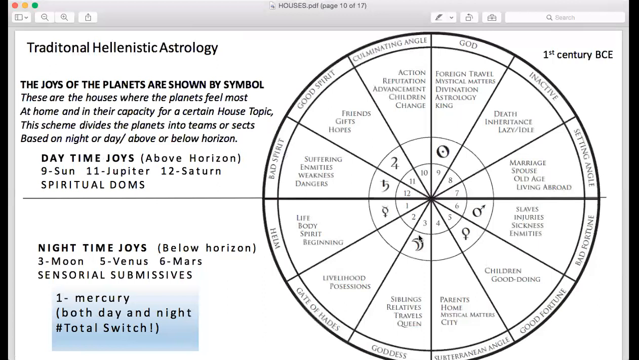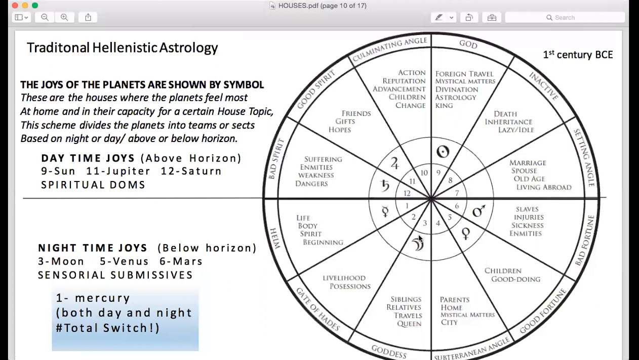And the ninth is the house of God, the Sun in the house of God, and the 11th is the house of your social network, and 12 Saturn. Then you have 3, 5, and 6 below the horizon, the nighttime joys, who are more sensorial and like the pleasures of the earth rather than the spiritual, above-the-earth matters.